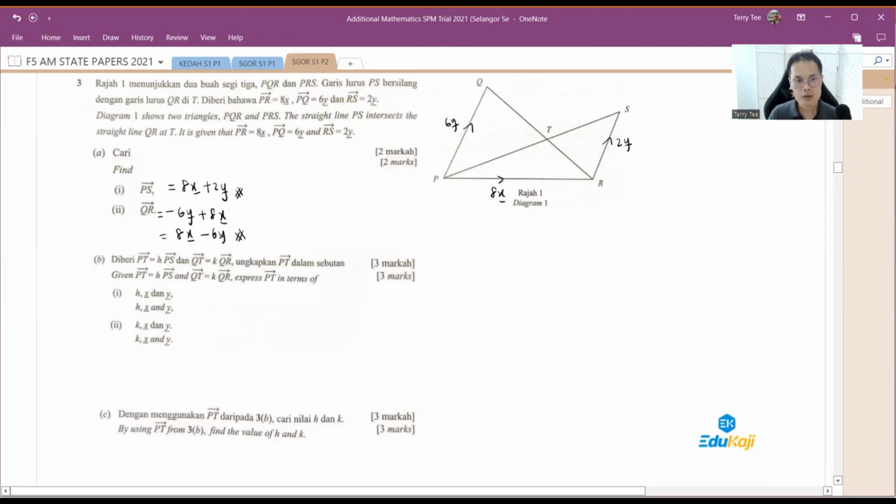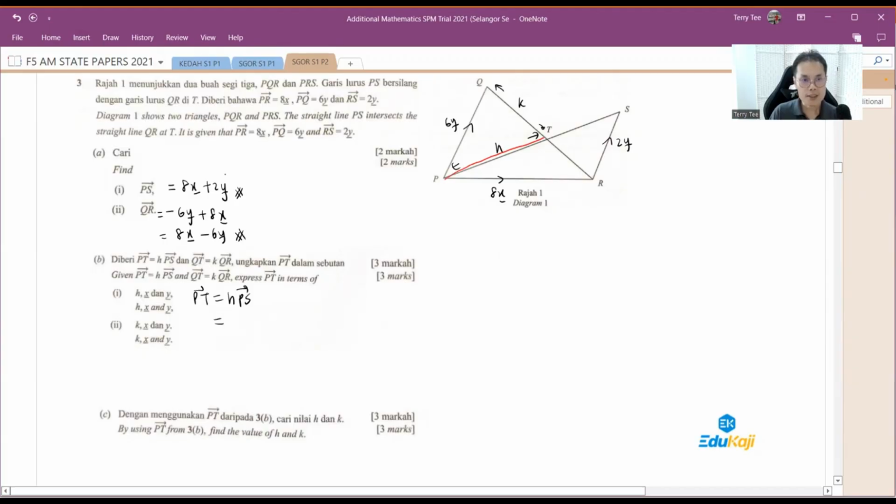Okay, next, you're given PT equals h PS. PT is h PS, and QT is k QR. So this is another unknown k that we're finding. You're supposed to express PT in terms of h, x, y, and then in terms of k, x, y. So for h, x, y, I know I have to use this route. I need to go directly. So to go directly, we can say that PT is h times PS.